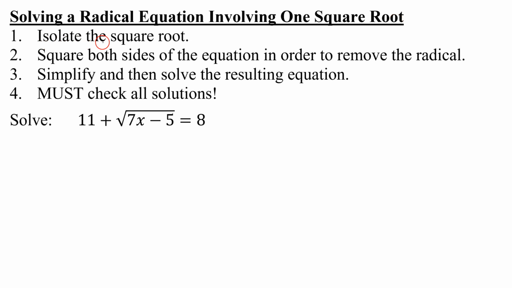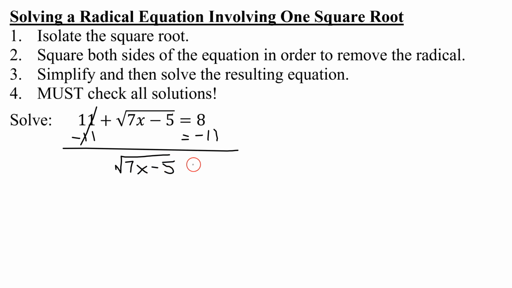The first thing we need to do is isolate the square root. Is this square root isolated on one side of the equation? No, I have the 11 in the way, so I'm going to have to subtract 11 from both sides of the equation. So 11 minus 11 is 0, so I'm going to get the square root of 7x minus 5 equals 8 minus 11 is negative 3. So that is step 1.